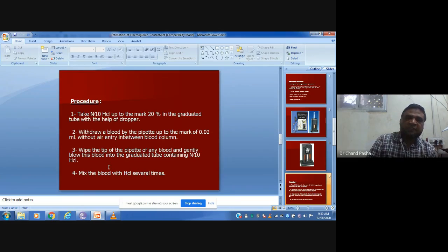So as far as the procedure is concerned, first of all, you need to take the graduated tube, the center tube. You are supposed to take N by 10, that is 0.1 normal HCl, into it.